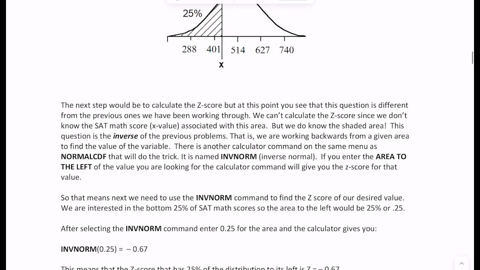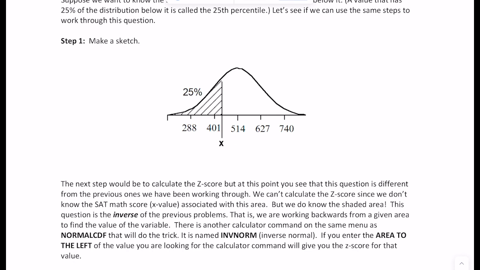So that cutoff score right here would be about a 438. So anyone that scored a 438 or less was in the lower 25 percentile, or the lower 25% of scores. So 25% of the math scores are below a score of 438.